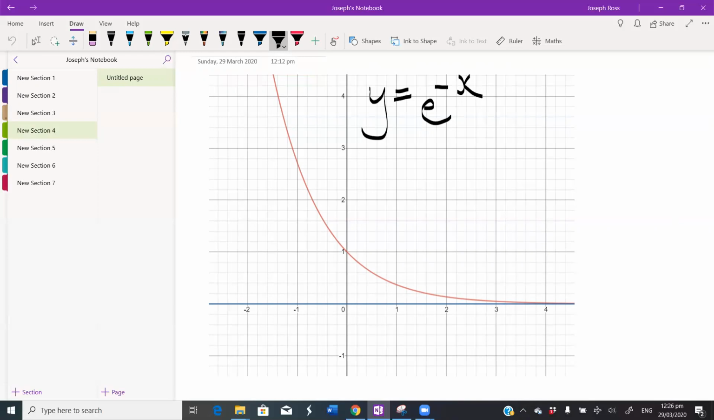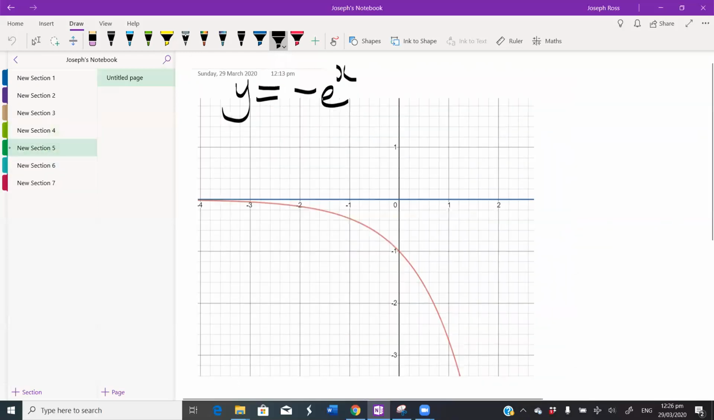And if we put a negative sign in front of the whole function, so negative e to the x, so now we're making a negative, that has the effect of flipping the graph upside down. So that moves the exponential graph down below the x-axis, and it's still trending away from the x-axis as it heads to the right. Now let's look at a couple of equations.